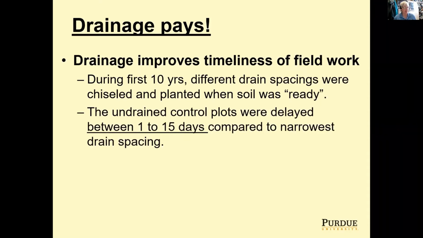So what that meant is that over the course of that first 10 years, the undrained control plot was delayed from the narrowest drain spacing, in some years, only a day because it was a warm, dry spring.